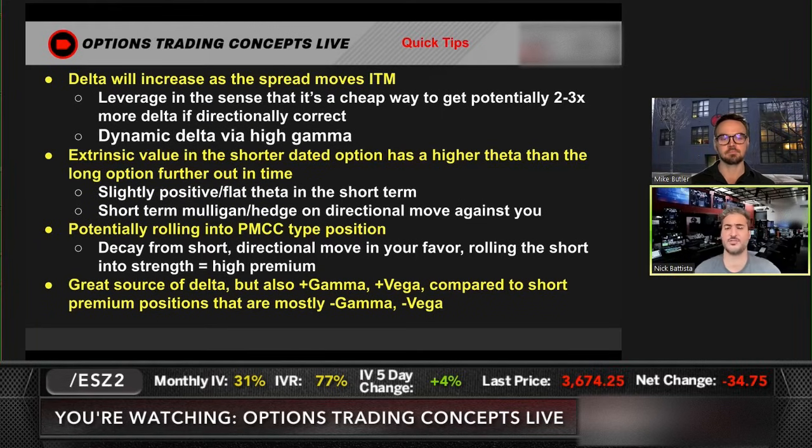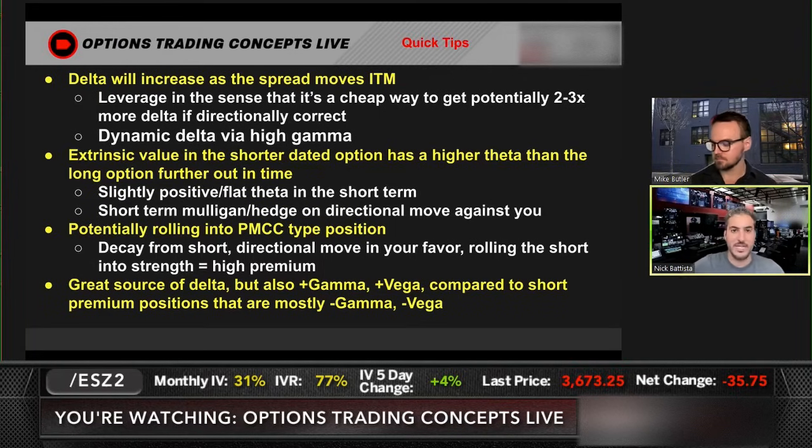The extrinsic value in the shorter dated option has a higher theta than the longer option. So you're going to have slightly positive or flat theta in the short term. This is your mulligan. If you're directionally bullish and the first couple days the stock doesn't move, you get that mulligan or hedge coming from the shorter duration option that's going to go to zero quicker than your longer dated option. You can roll this, if you're directionally correct, into a poor man's covered call type position.